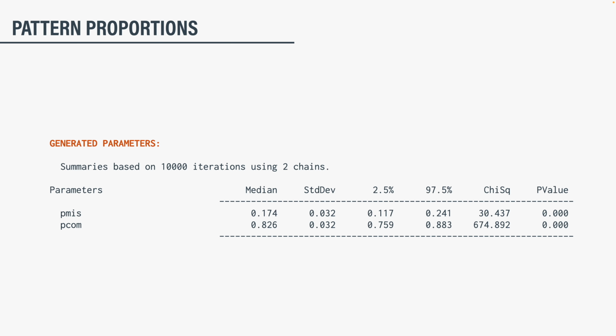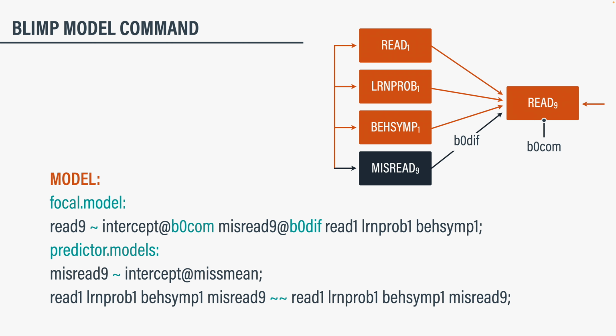These new parameters show up in a table labeled generated parameters. We can see that 17% of the students are missing their 9th grade reading scores, and about 83% have that data. Now that we've established the missing data indicator part of the model, let's merge that with our focal regression analysis. The path diagram shows the focal regression model with the missing data indicator as an additional predictor.